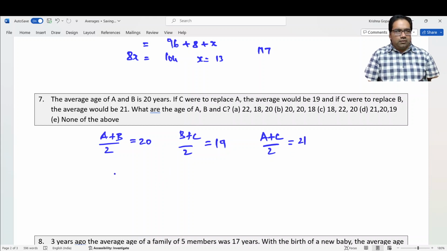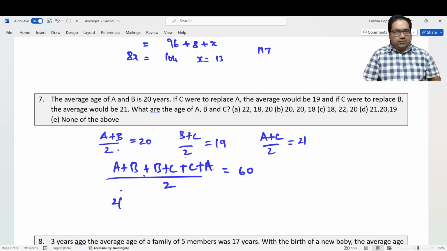Right? Now let's add all of them. This plus this plus this. A plus B plus B plus C plus C plus A, all by 2, is equal to 20 plus 19 plus 21, which is equal to 60. This means A is there twice, B is also there twice, C is also there twice. So 2 into A plus B plus C by 2 is equal to 60. That means A plus B plus C equals 60, the sum of all ages.